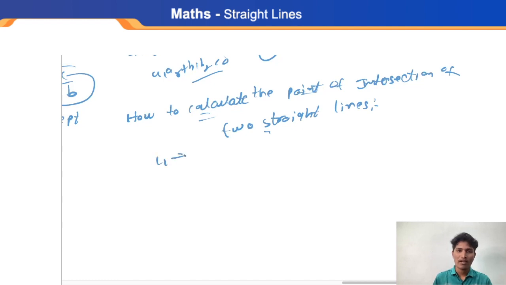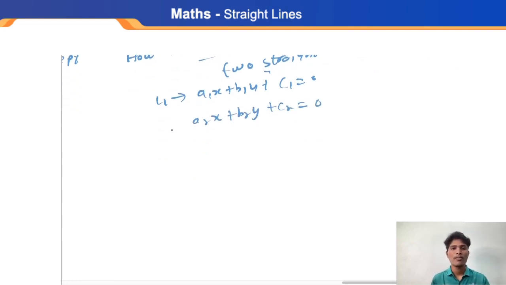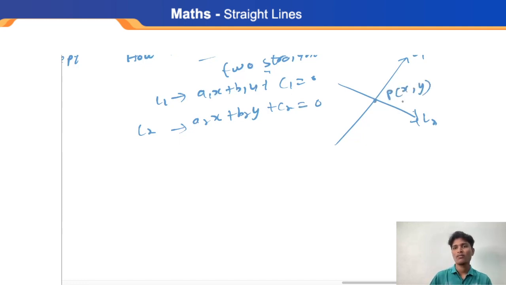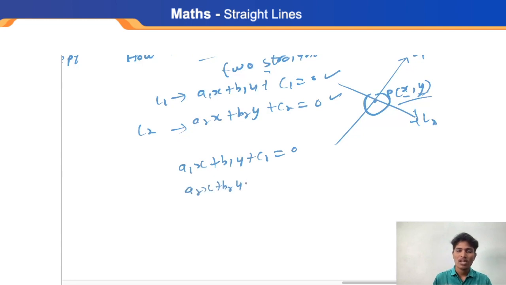If L1 is given as a1x plus b1y plus c1 is equal to 0 and a2x plus b2y plus c2 is equal to 0, suppose these two are the two straight lines given. This is L2 and this L1 intersects L2, and I want to calculate the point of intersection. Let it be P(x, y). I want to calculate the x value and y value. How to calculate? Just solve this as linear equations: a1x plus b1y plus c1 is equal to 0, a2x plus b2y plus c2 is equal to 0.